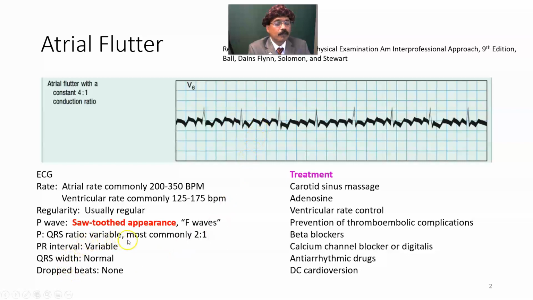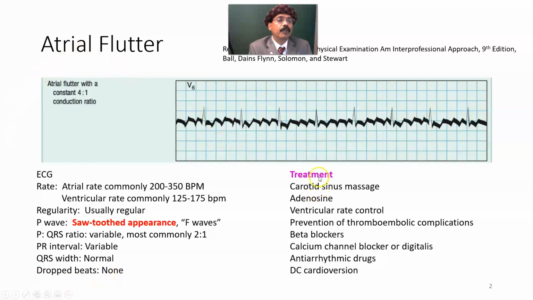QRS ratio is variable, most commonly 2:1, but it may be 3:1. Here it is 4:1. PR interval is variable. QRS width is normal. Dropped beat: none. So that is atrial flutter.